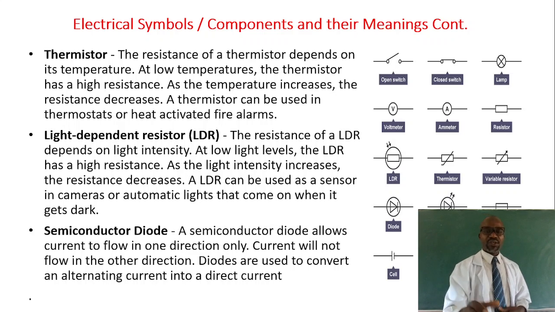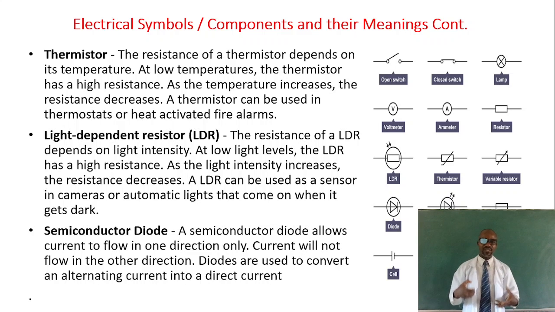Very fantastic. The resistance of a light dependent resistor depends on light intensity. Light intensity, what does it mean? The amount of light per unit area. Okay? That is what it means. So when the light intensity is low, what happens? The LDR has a higher resistance. I repeat, when the light intensity is low, the LDR has a high resistance. As the light intensity increases, what happens to the resistance? It decreases. That's how wonderful LDR can be.